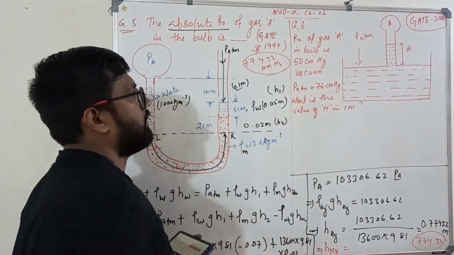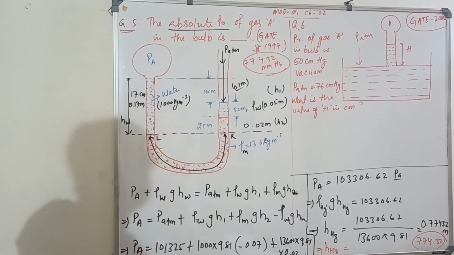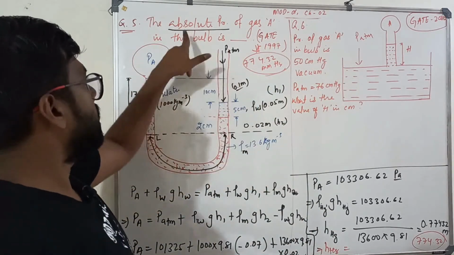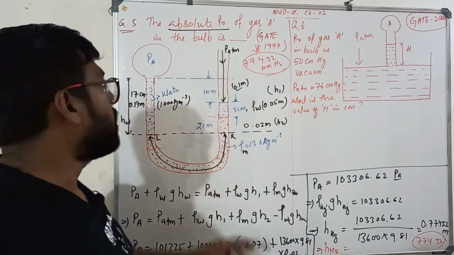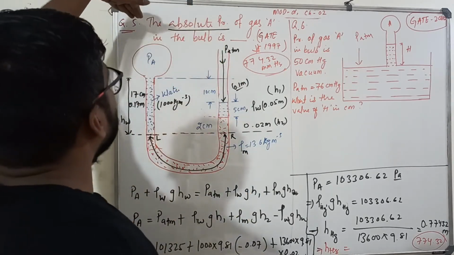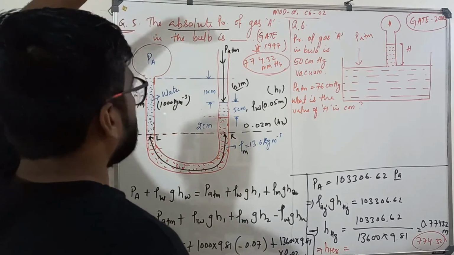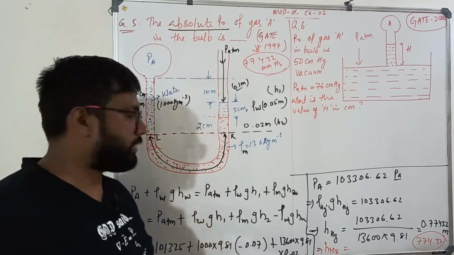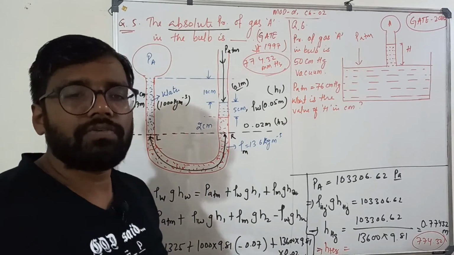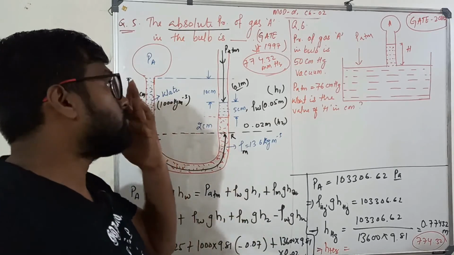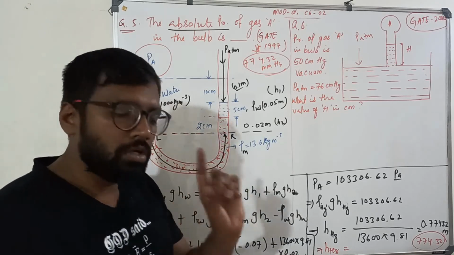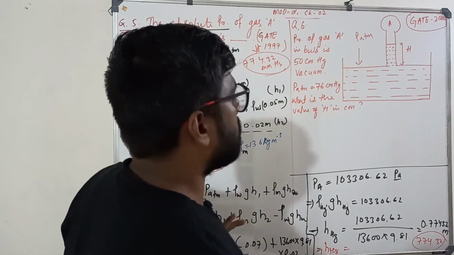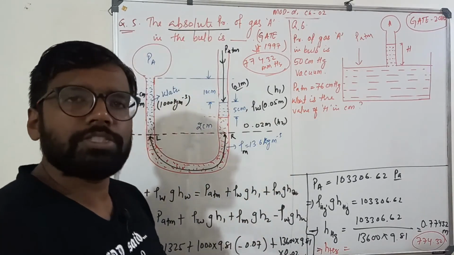GATE 1997 question. Left hand limb equal to right hand limb. Here they asked absolute pressure, so you have to take care of the atmospheric pressure. Suppose absolute pressure is not asked, they have asked what is the pressure of gas A, so you do not take atmospheric pressure. Answer what you will get in terms of gauge pressure only. Because it's a gauge pressure, it may be positive, it may be negative, so you need not worry at all if it is negative also. Negative means vacuum pressure, suction pressure.